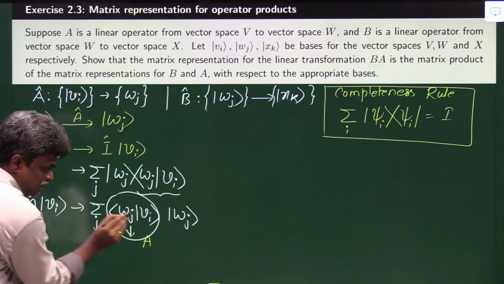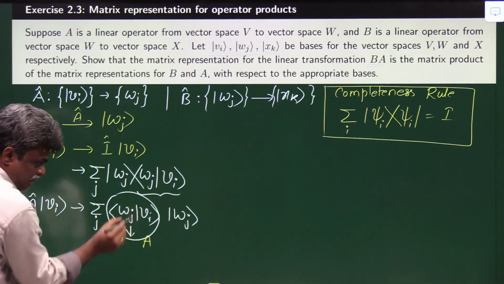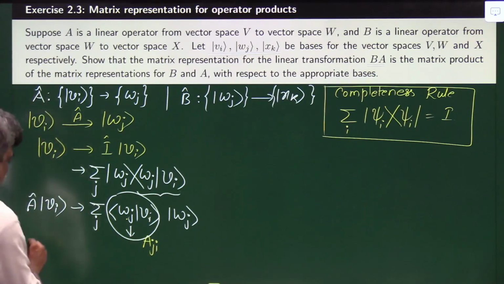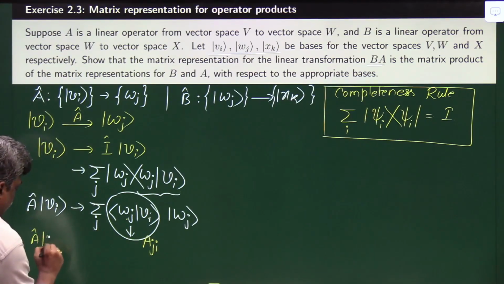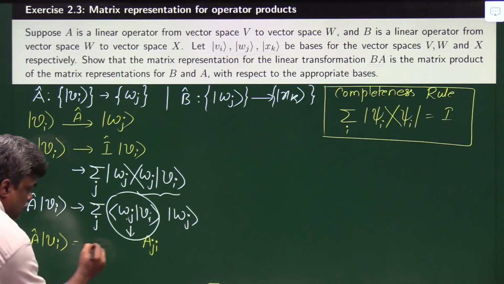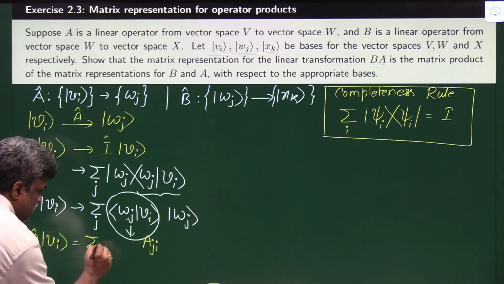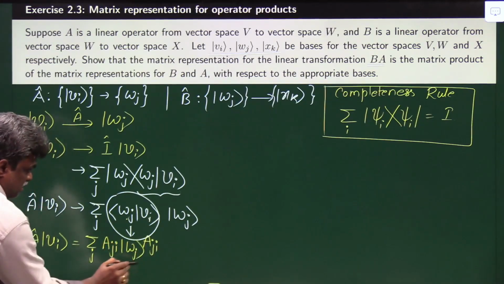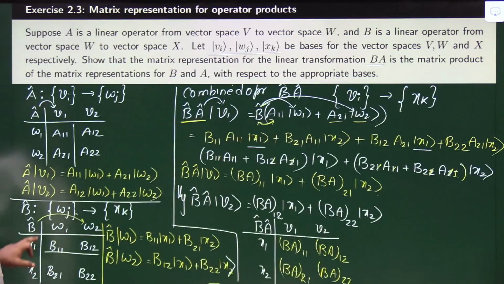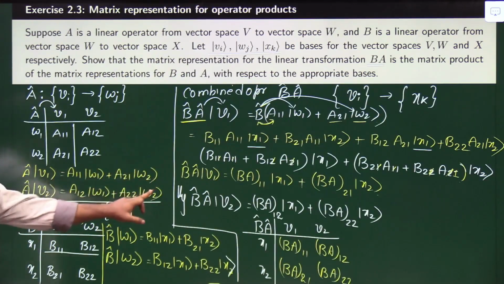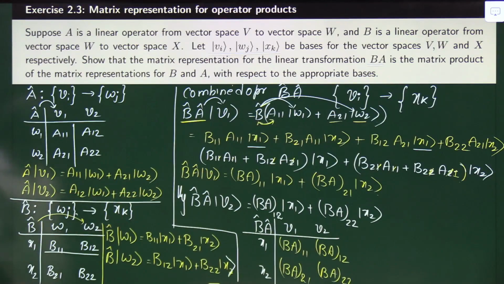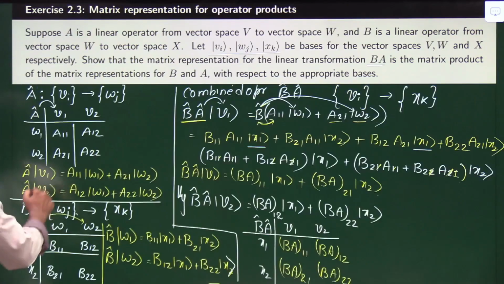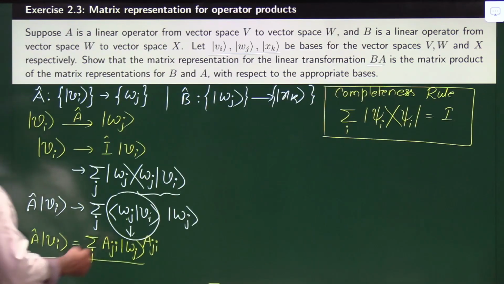This is the row and this is the column. Bra vector row and ket vector column. So that's why this is Aji. So finally we can say A operates on Vi is equal to summation over j, Aji, ket Wj. Now you have the clarity. Please check these two examples. Here this is the mathematical form, and here this is the example. Now similarly go with the B.